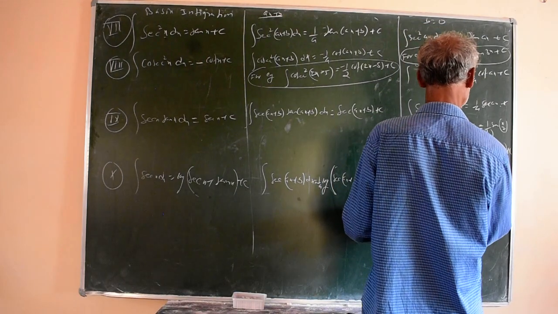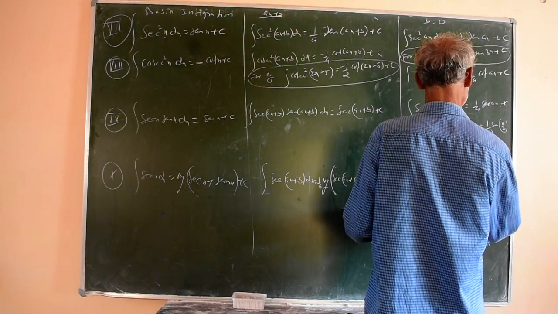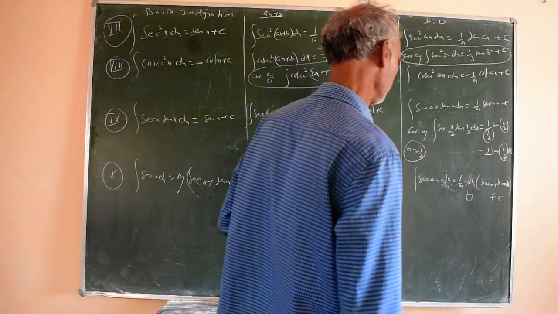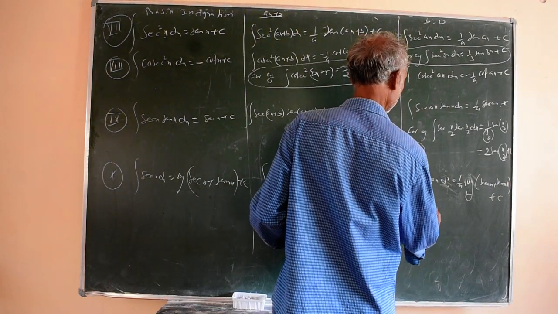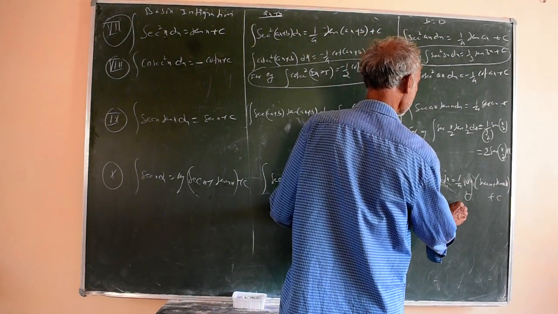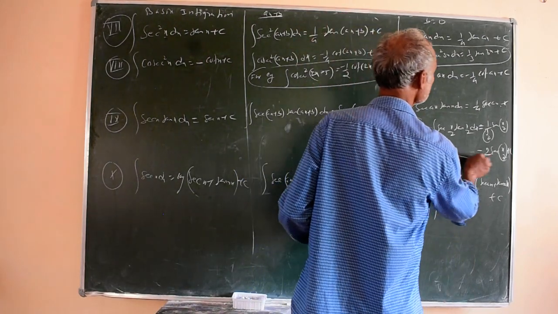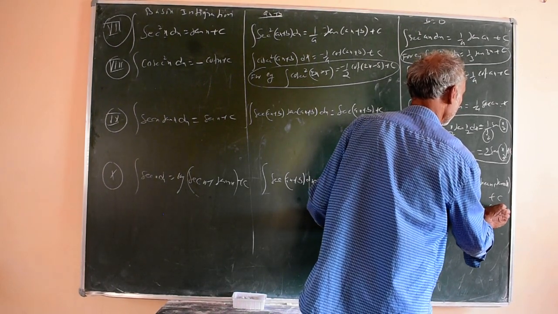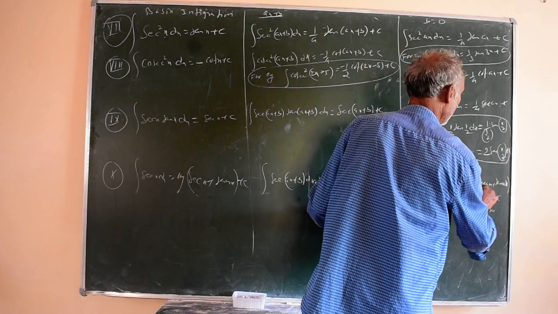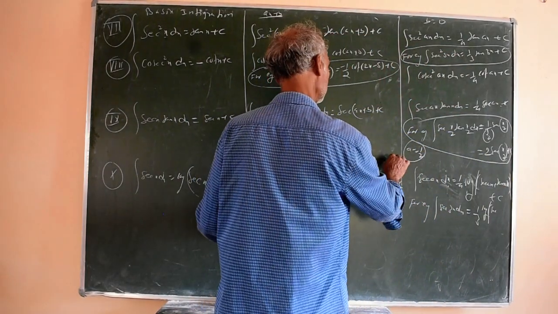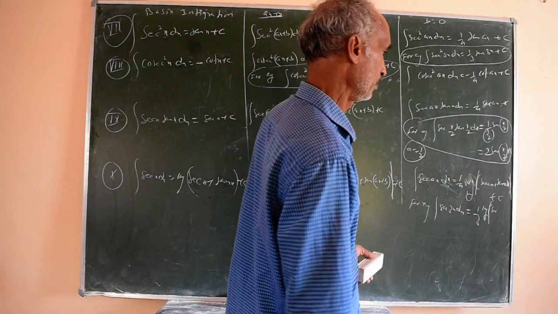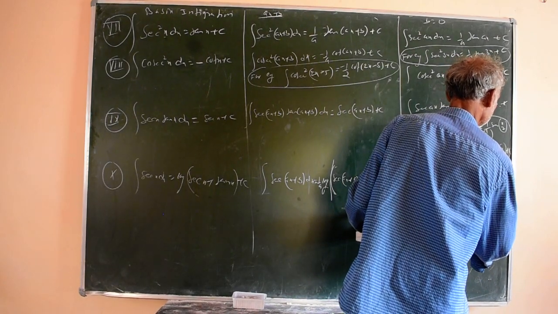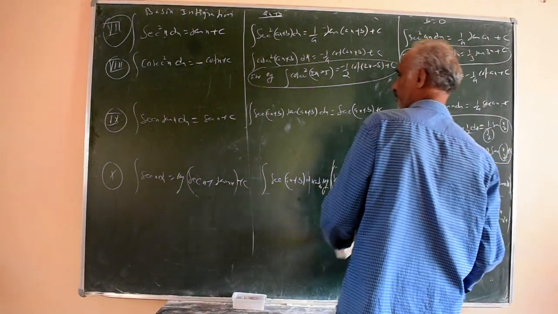Log of mod of sec ax plus tan ax plus c. For example, integration of sec 3x dx is 1 by 3 log of, in front of log you put the modulus, always modulus is to be taken in front of log, sec 3x plus tan 3x plus c.